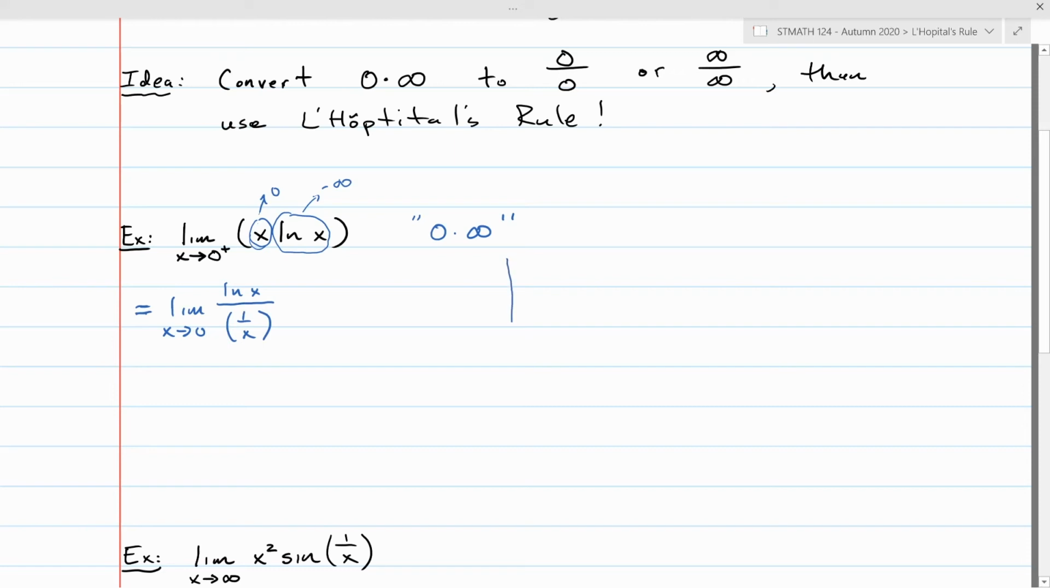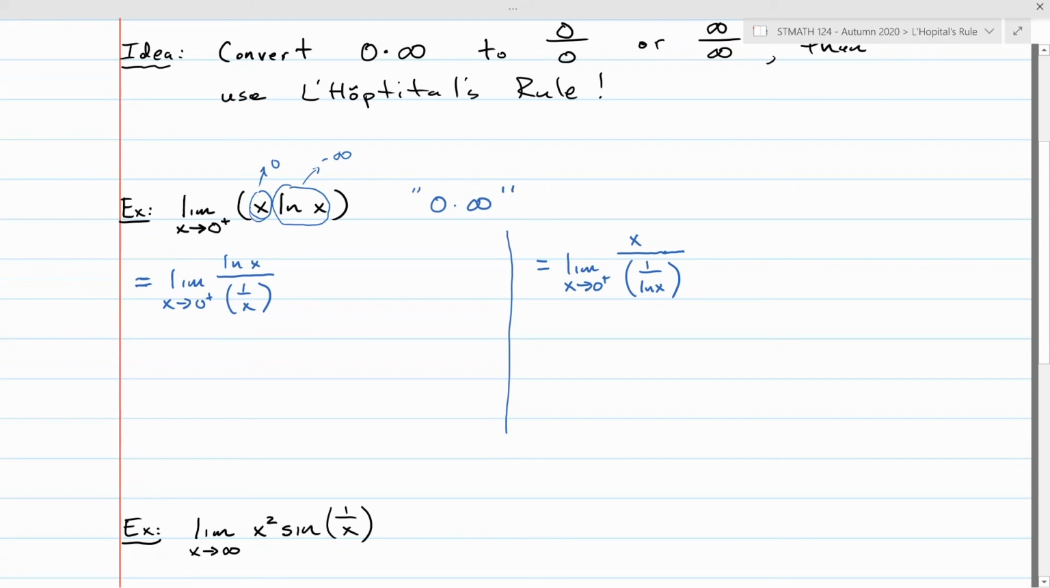The other option I could do is to take the original thing and write it as the limit as x goes to 0 from the right of, leave the x in the numerator and then take the 1 over natural log of x, reciprocate it and put it in the denominator. So both of these expressions are the same as the original. Let's look at where we're at now.